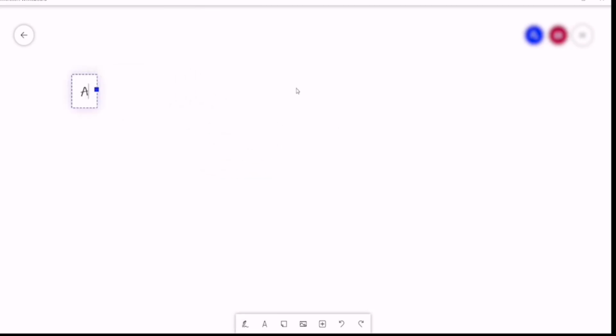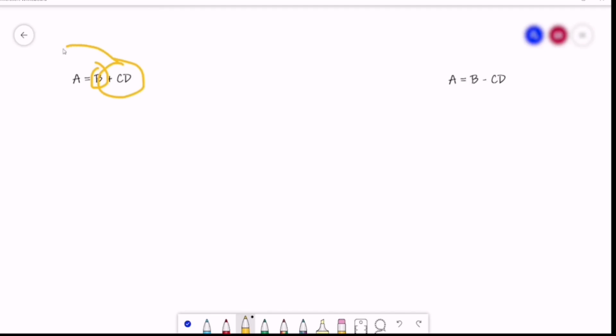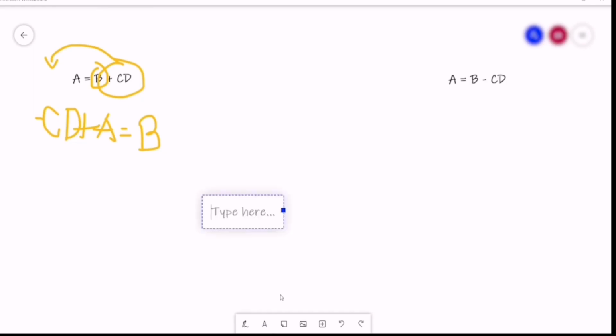A is equal to B plus CD, and then its negative counterpart, which is A equals B minus CD. Let us write the formula whenever B is missing. Whenever B is missing, the best way is to move positive CD towards the left side of the formula, causing it to become negative. So that is negative CD plus A equals B. Let me rewrite that: B equals A minus CD.